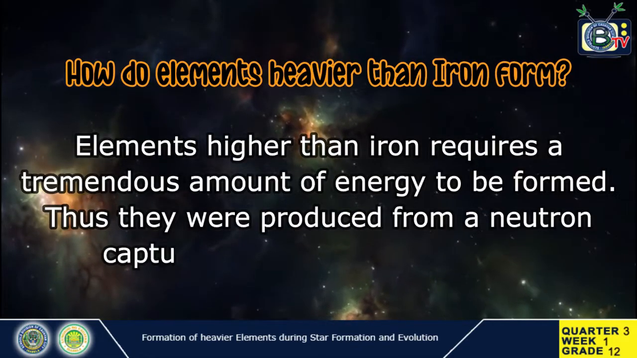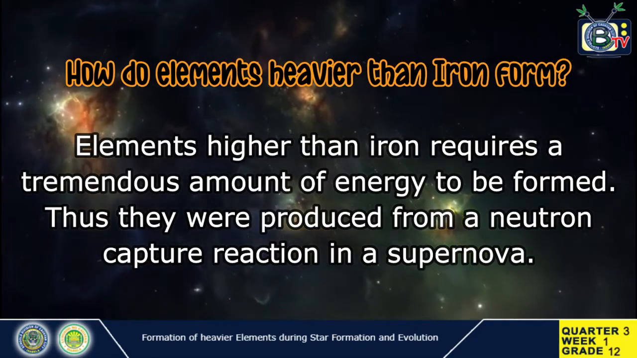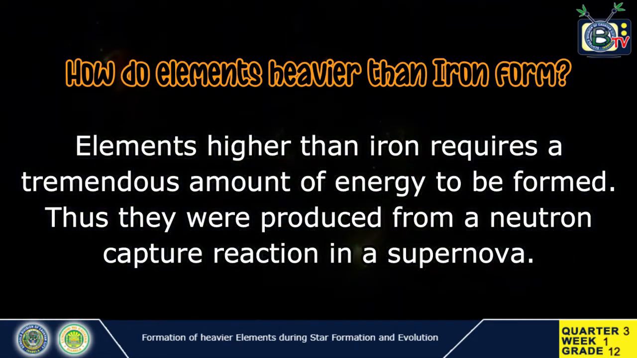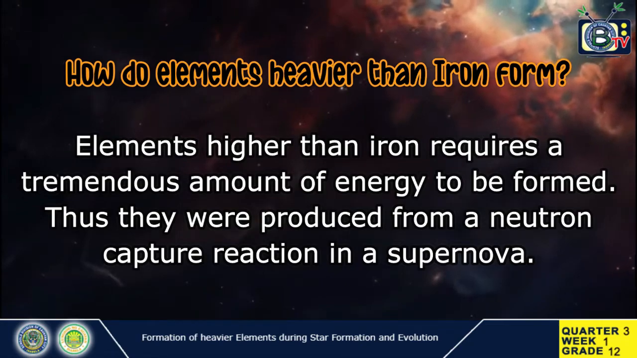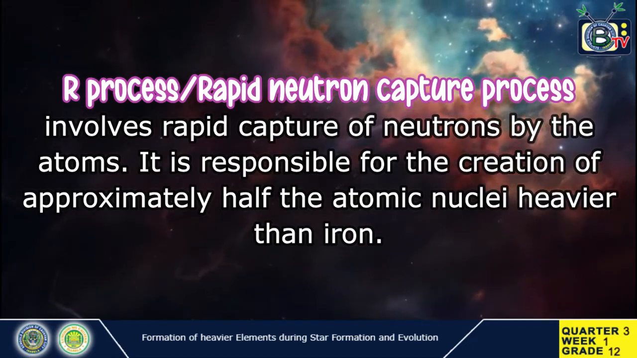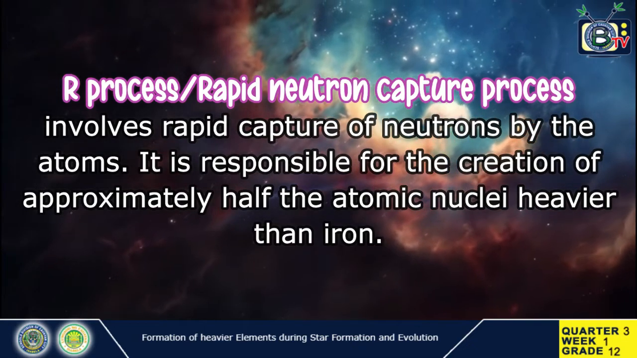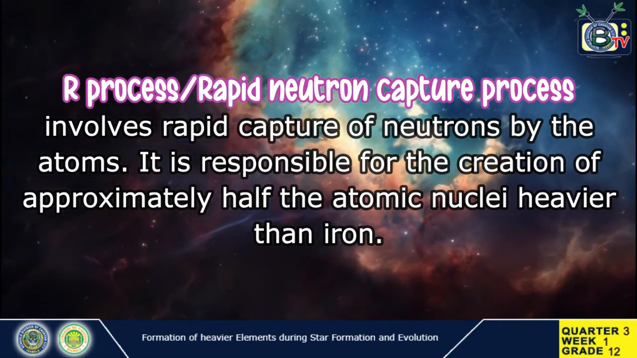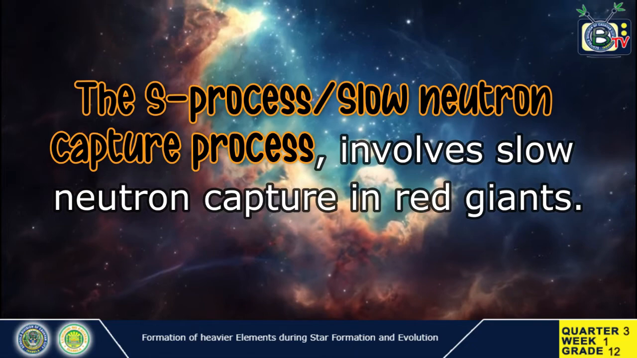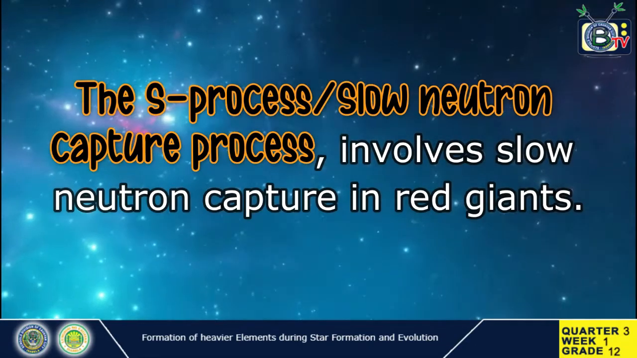Now, how do elements heavier than iron form? Elements heavier than iron require a tremendous amount of energy to be formed. Thus, they were produced from neutron capture reactions in a supernova. The R process or rapid neutron capture process involves rapid capture of neutrons by the atoms. It is responsible for the creation of approximately half the atomic nuclei heavier than iron. The S process or slow neutron capture process involves slow neutron capture in red giants.